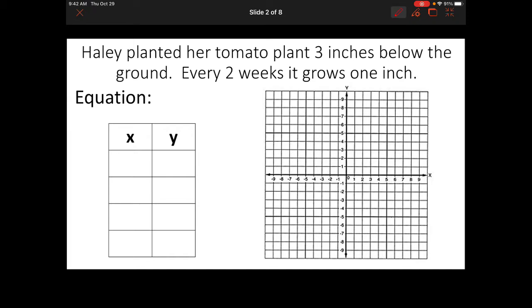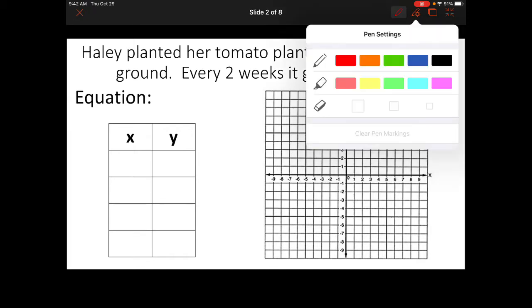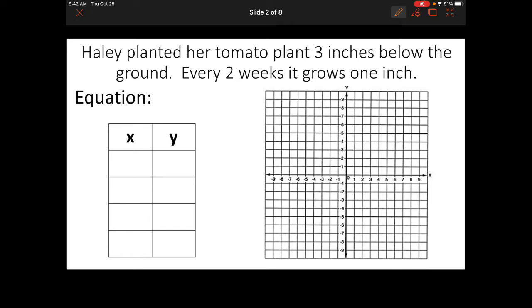Haley planted her tomato plant 3 inches below the ground. Every 2 weeks, it grows 1 inch. So the first thing we need to do, we're gonna fill in our table first, but we need to figure out the beginning. Haley planted her tomato plant 3 inches below the ground. That's where the whole problem starts. And so our x is 0.